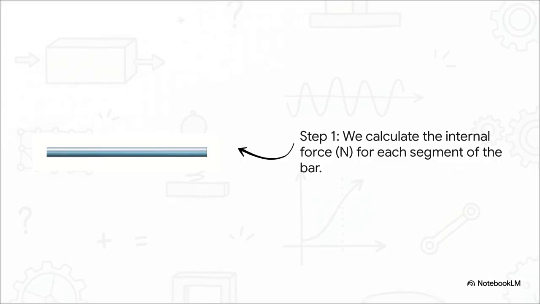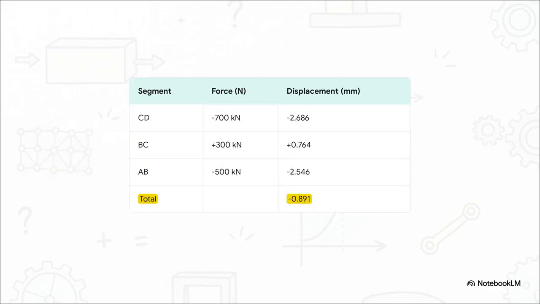So, step 1, we find those internal forces. Using what's called the method of sections, which is like taking an imaginary slice through the bar, engineers can figure out exactly what's happening inside. They can see that some parts are being squeezed, that's compression, while other parts are being pulled apart, that's tension. And now for step 2, the payoff. We apply our formula to each of those segments. You can see it right here in the table. We plug in the force, the length, the area, and that stiffness number for steel for each section.